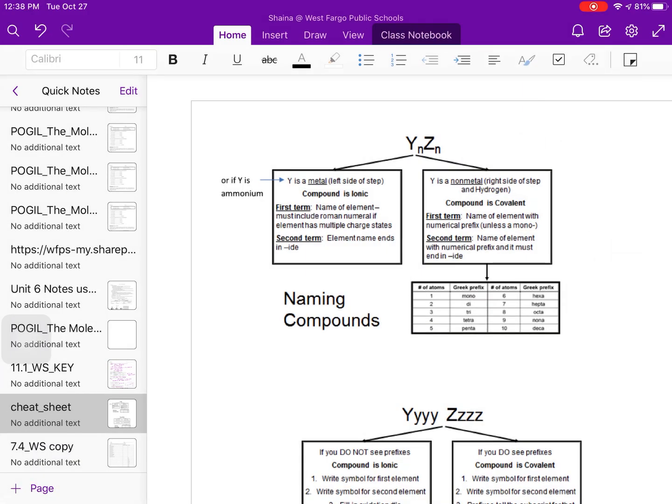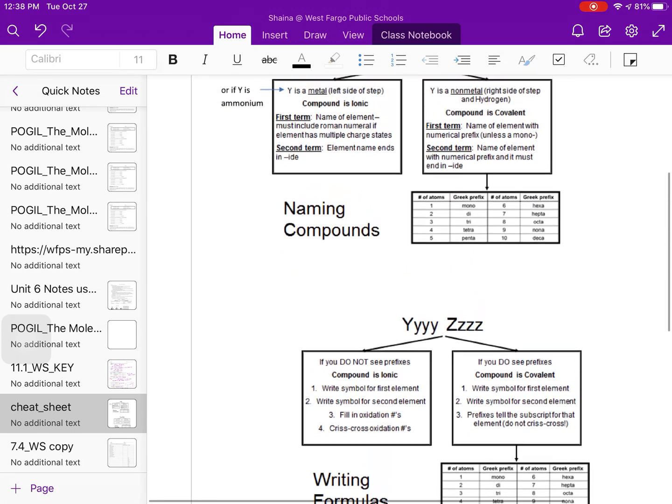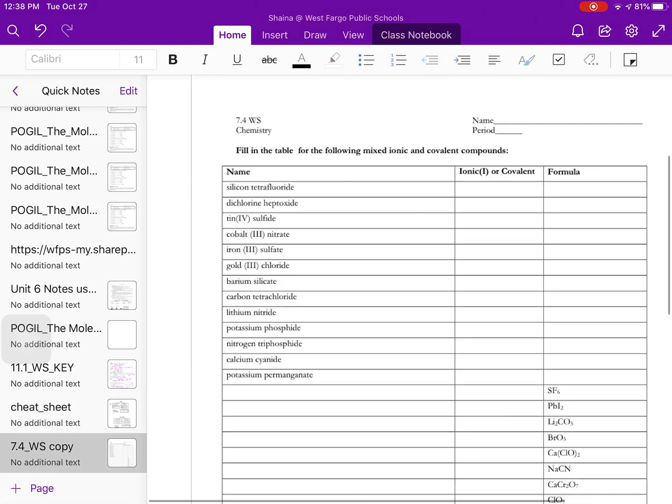Okay, students, we're gonna go through 7.4 notes, and actually we're just jumping into the worksheet because it's nothing new. So here's the cheat sheet that you have for naming compounds and writing formulas that we're gonna use. So I'm actually gonna go to your worksheet and we're gonna go a couple on this. So let's work off the formulas first because that's what we have.